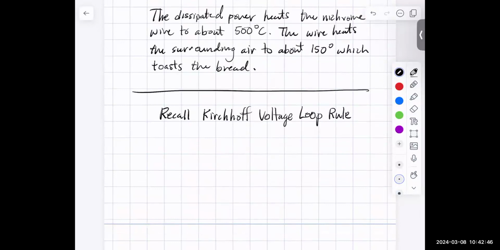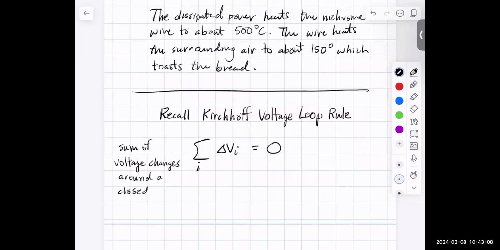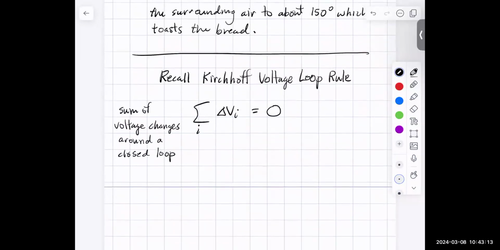Okay, so the Kirchhoff voltage loop rule said that the sum of the changes in voltage around a closed loop has to be equal to zero. So this is the sum of voltage changes around a closed loop. And this was really a statement of conservation of energy.